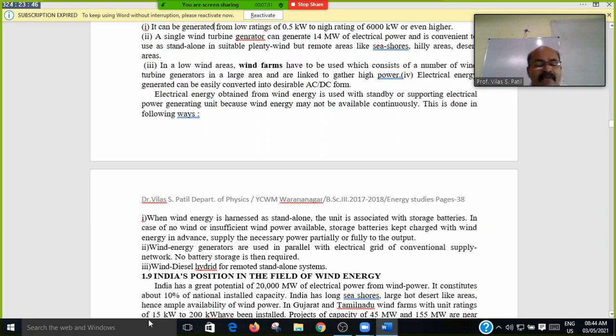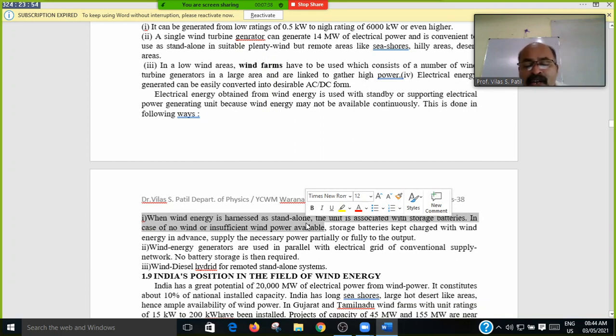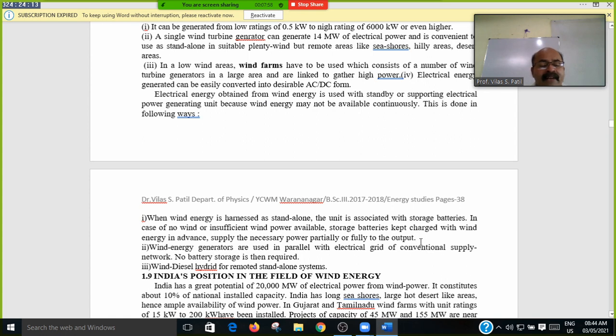That is, see here, this is number one. When wind energy is harnessed stand-alone, the unit is associated with storage batteries, and in case of no wind, when sufficient wind power is available, the storage batteries are kept charged with the wind energy in advance and supply the necessary power for partial and full wind flow. It means that if the wind energy is harnessed stand-alone, the unit is associated with the storage battery.